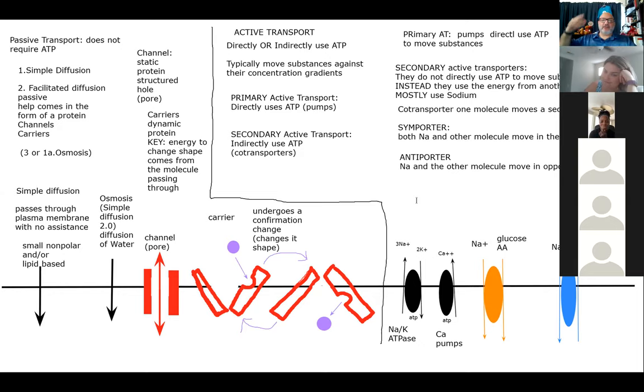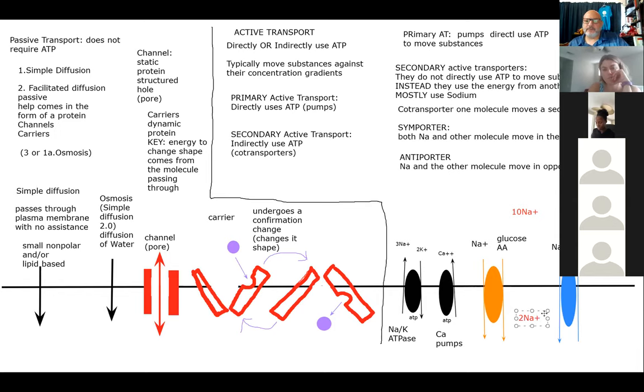Awesome, excellent. But here's the issue. Notice I didn't write ATP anywhere on this picture for these parts. So how the heck is this active transport? Well, let's use some really simple examples. For this really simple example, we will say that just for argument's sake, there are 10 sodium on the outside of the cell, because we know there's more sodium on the outside of the cell. And for argument's sake, we'll say that there are 2 sodium on the inside.